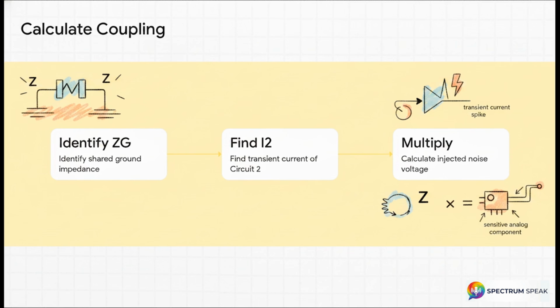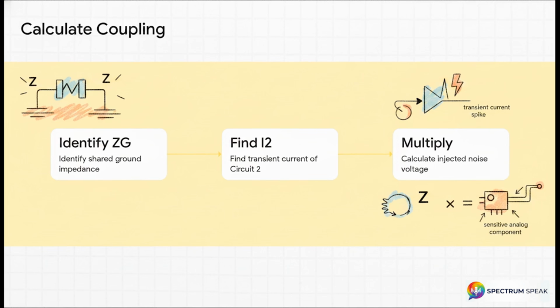Next, figure out the transient current of circuit 2. Let's say circuit 2 is a digital logic gate that just snapped open, creating a massive current spike. That's your I2. Finally, just multiply that current spike by the shared ground impedance. Boom! That calculated voltage is the exact amplitude of the noise that is mathematically rippling straight into your hypersensitive analog component in circuit 1.